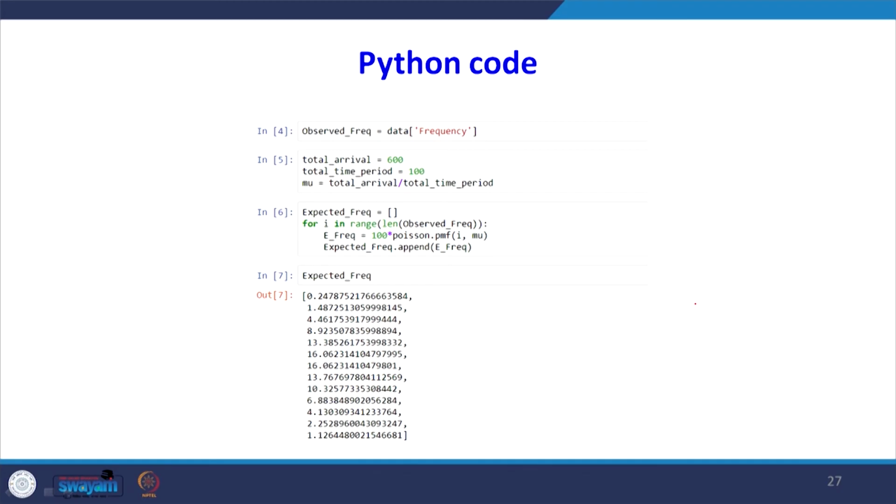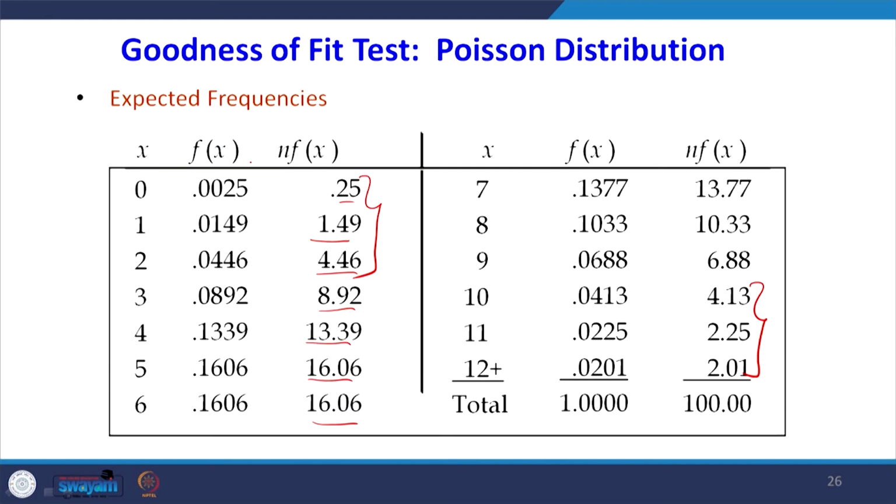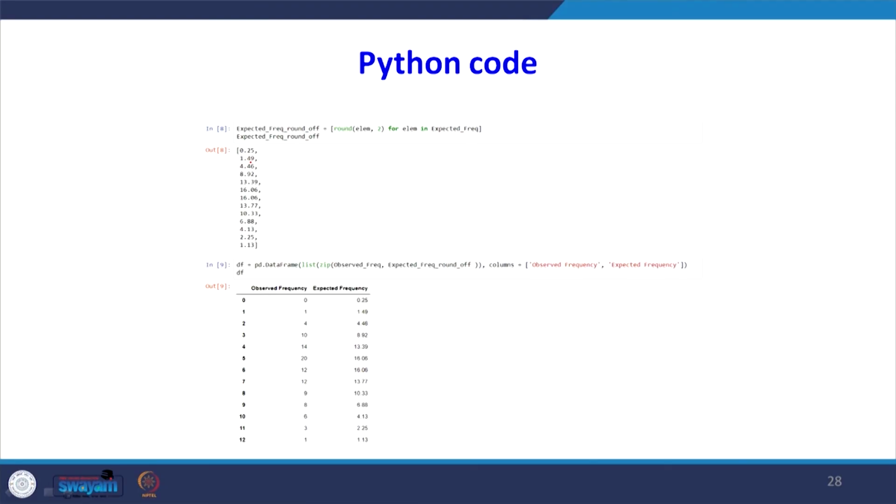Okay. So we got the observed frequency, we got that mean value, then for each x value we got our expected frequency value by using the for loop. Okay. So then we will do round off, this was our rounded value using Python. When you look at this 0.25, you go back, 0.25, 1.49, you will get exactly the same value.